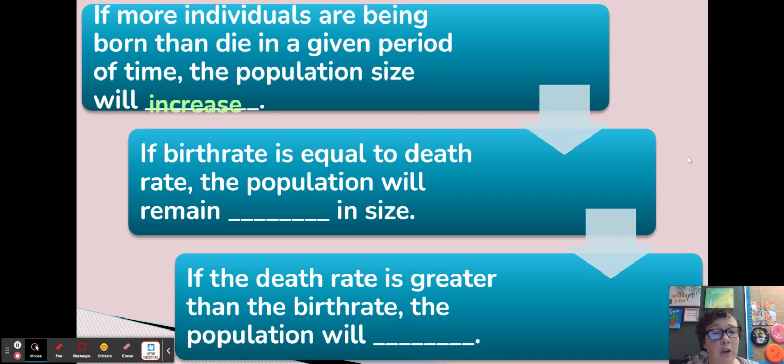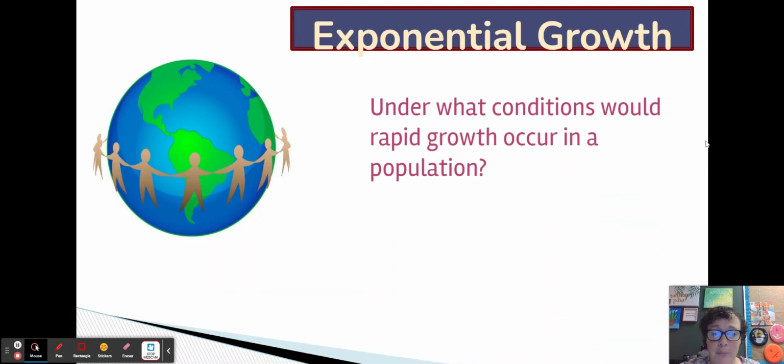Now, if there are more individuals being born or entering an area, we know that the population is going to increase. If the death rate is about the same as the birth rate, the births and deaths are equaling out, we have about a stable population. And if more organisms are dying than are being born, then we're going to have a population in decline, meaning the population is going to be going down.